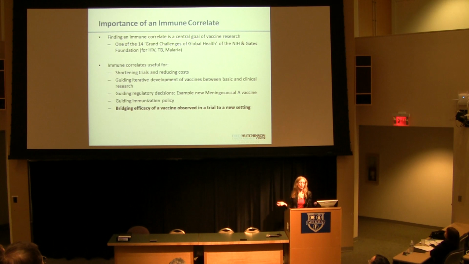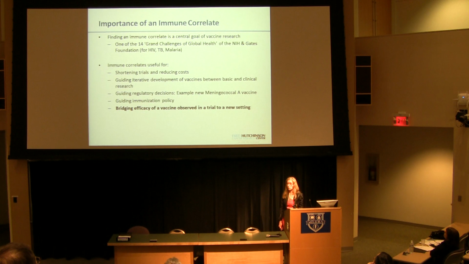But immune correlates are useful because, if you could find a good immune correlate, you can shorten the trials and reduce the cost. These phase 3 trials are extremely expensive. It can also guide iterative development of vaccines between the basic and clinical research, because you might be able to improve your vaccine if you know what's actually producing the good protective response.